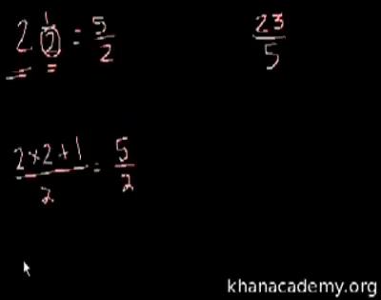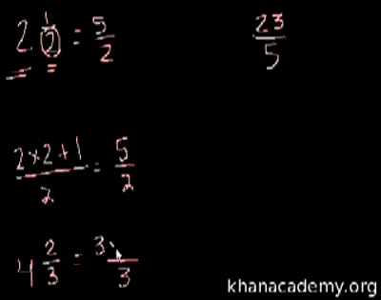Let's do another one. Let's say I had 4 2/3. This is equal to, it's going to be all over 3. We keep the denominator the same. And the new numerator is going to be 3 times 4 plus 2. So it's going to be 3 times 4, and then you're going to add 2. Order of operations, you always do multiplication first. 3 times 4 is 12, plus 2 is 14. So that equals 14 over 3.